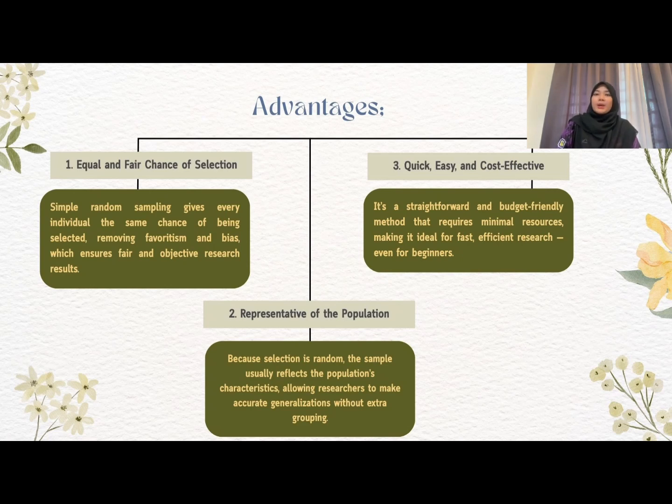This simplicity makes it a popular choice for small-scale studies, student research projects, and situations where time and budget are limited. Compared to other sampling methods that require dividing the population into groups or collecting extra information first, simple random sampling gets you straight to the point.